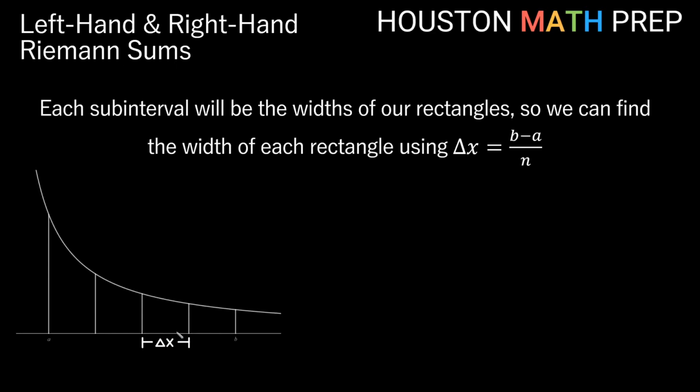You can find the width of each rectangle if you simply take b minus a, that's the entire distance from a to b, and then break it up into n pieces, however many rectangles you're using. That will give you the width of each rectangle. We're going to call that delta x. So each of our rectangles, based on the width of each subinterval, we're going to call these delta x.